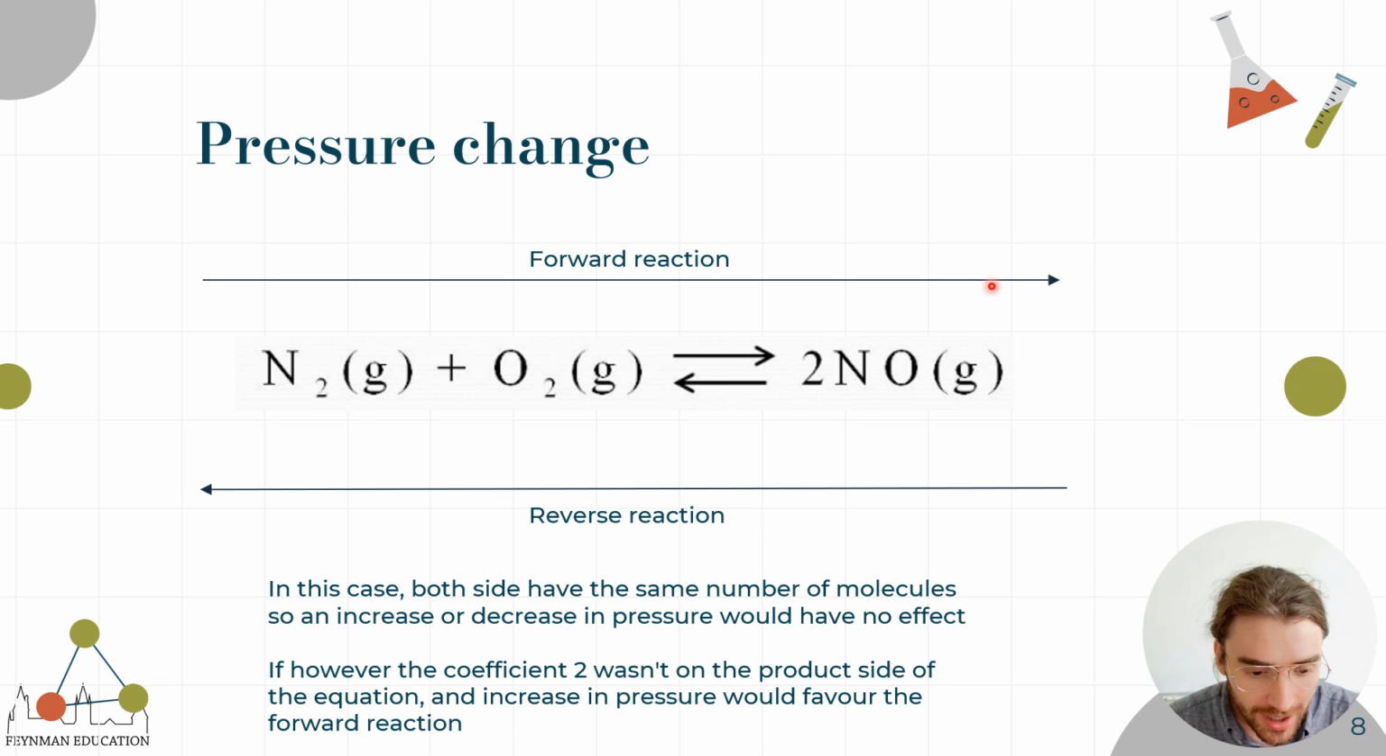Okay, but if, let's say, this coefficient of 2 wasn't there, if it was a different reaction and there was no coefficient of 2, then our forward reaction would have been favored if we increased pressure. Because then we would have had 2 molecules to 1. But in this case, we have 2 molecules of products and reactants, and therefore it wouldn't change.